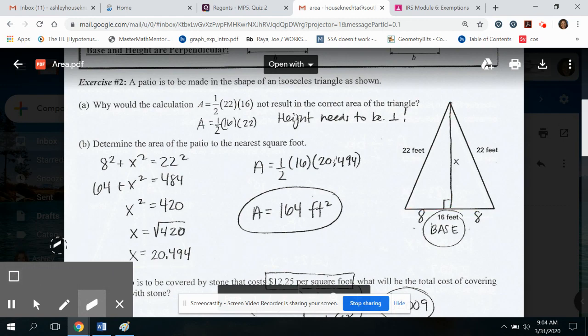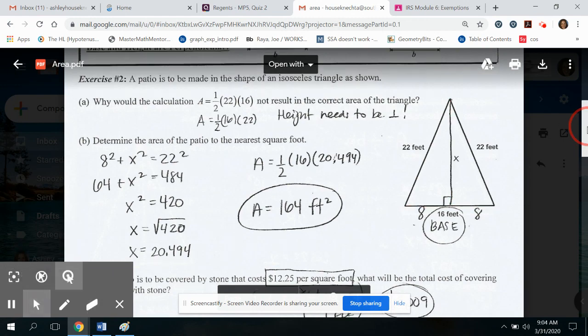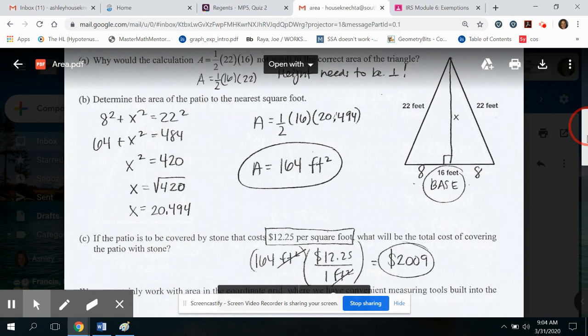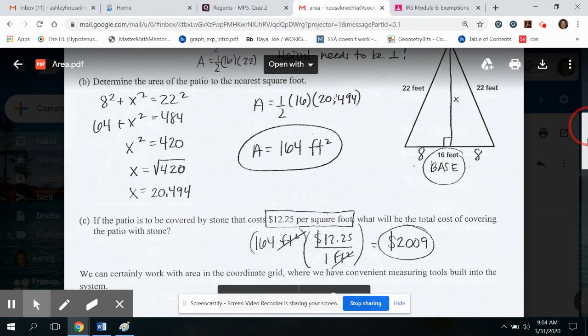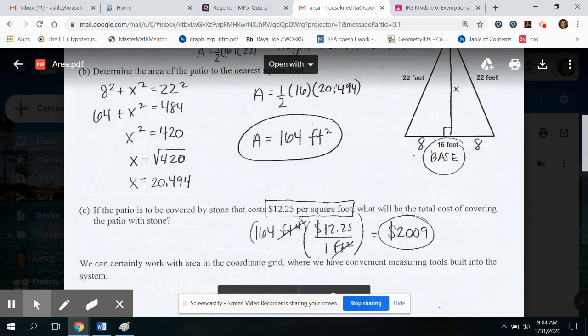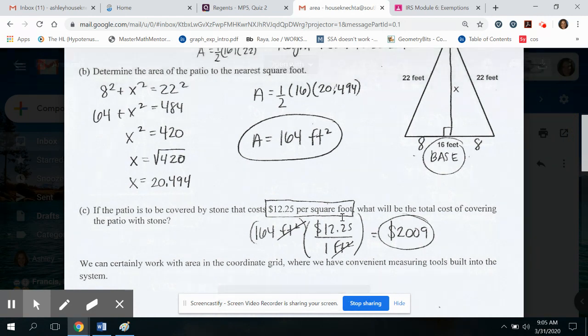So let's go to the next example. Oh, sorry, a continuation. We're saying that's a patio. We're covering it with stone. For every square foot, this is how I would read this, it costs you $12.25. Intuitively, some people would think about it as 164 feet squared, and if I multiply that with the $12.25, that will be my answer.